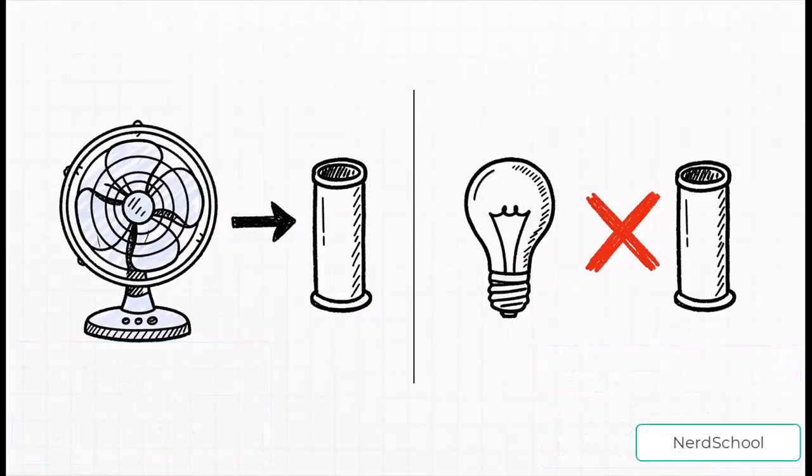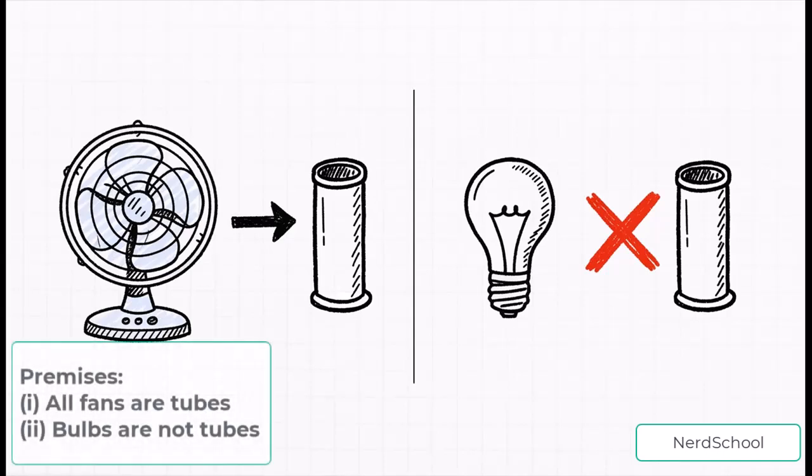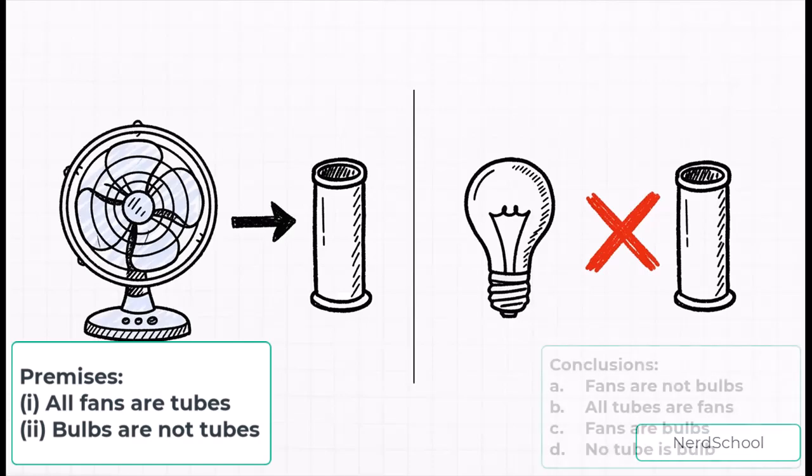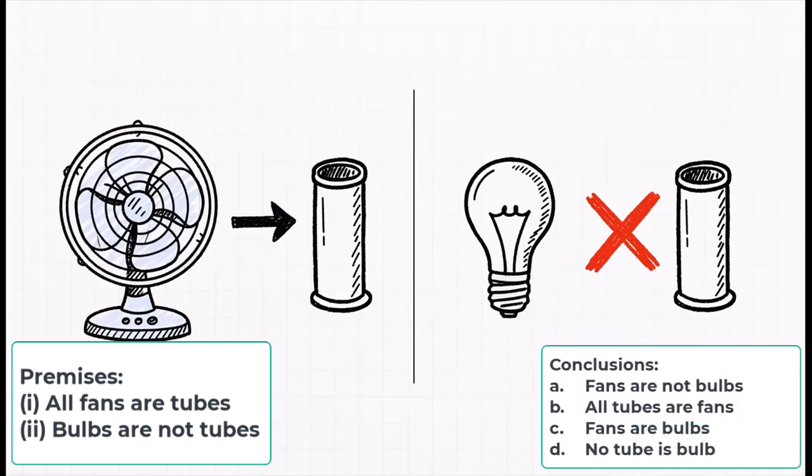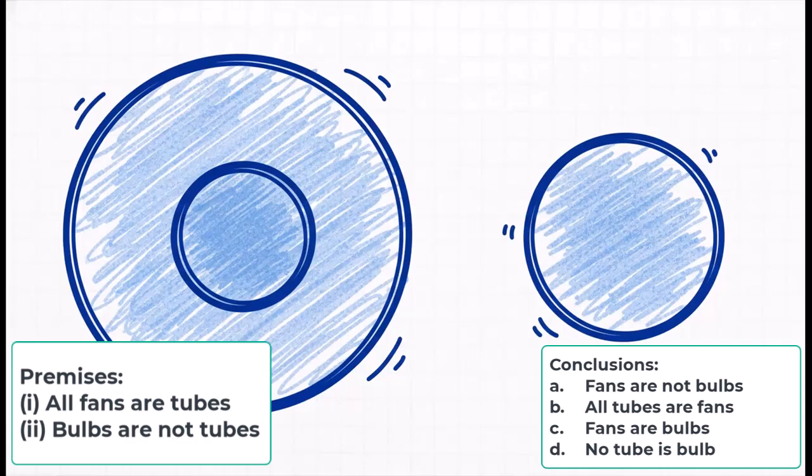Okay, let's do one last practice question where we're going to combine an all statement with a not statement. All fans are tubes and bulbs are not tubes. So what can we figure out from this? And once again, the drawing just makes it foolproof. First, we put the fan circle inside the tube circle, done.